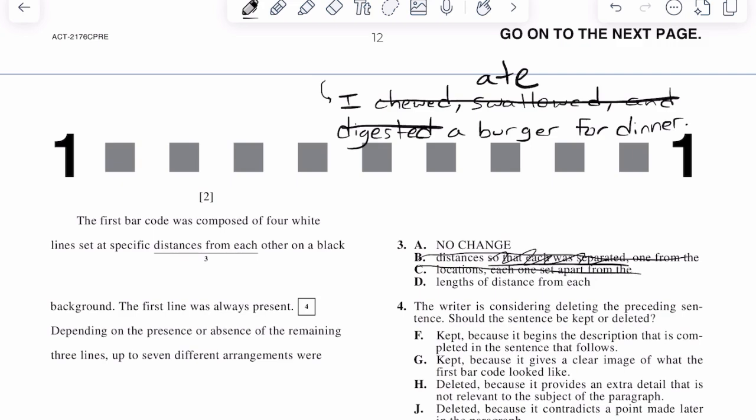D says the first barcode was composed of 4 white lines set at specific lengths of distance from each other on a black background. Okay, listen, it's the same idea. It's just too wordy. So D is just a little bit wordier. And there might be other problems. Maybe if you look into the technicalities of the definitions of the words, there might be a little bit of redundancy in there. But the moral of the story is that "distances from each," that 3-word phrase or addition to the sentence, is all you need to communicate the idea. And that's why number 3 is A.